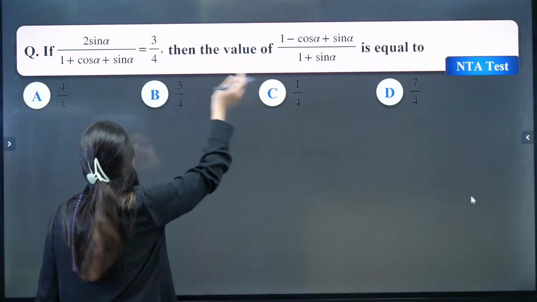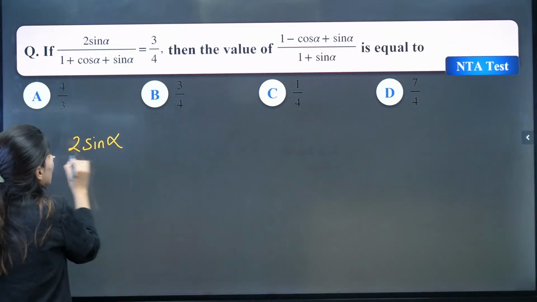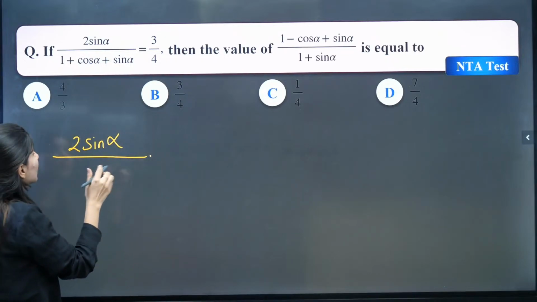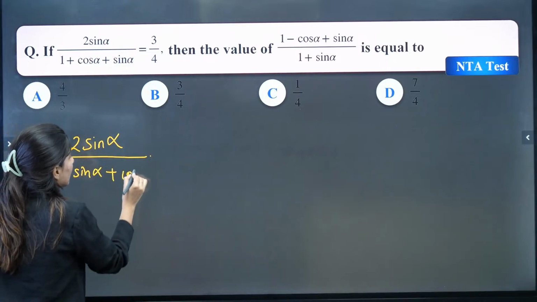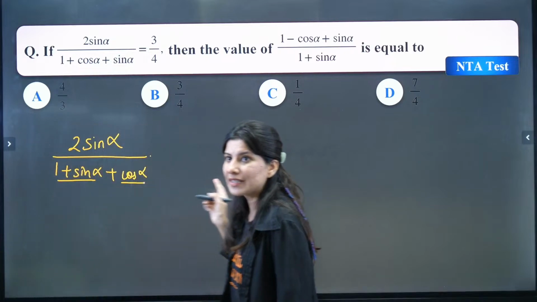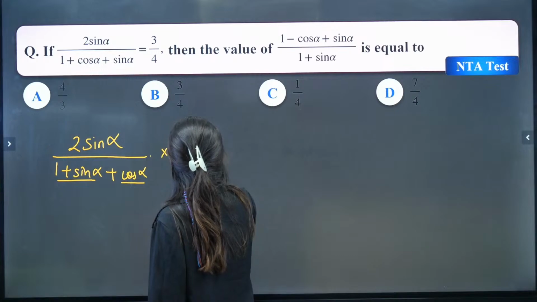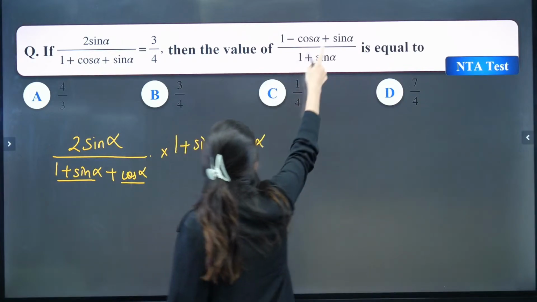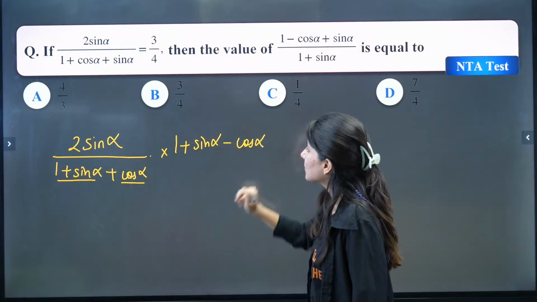So 1 plus sin alpha, 1 plus sin alpha is equal. So basically, I feel like I need to rationalize it. Multiply conjugate and divide with conjugate. So 1 plus cos alpha plus sin alpha is here. Multiply 1 plus sin alpha minus cos alpha. Can you see I am going to multiply with this factor? 1 minus cos plus sin.